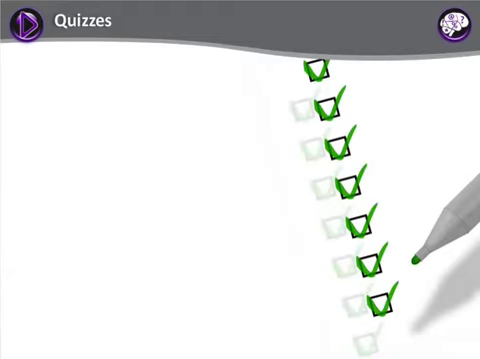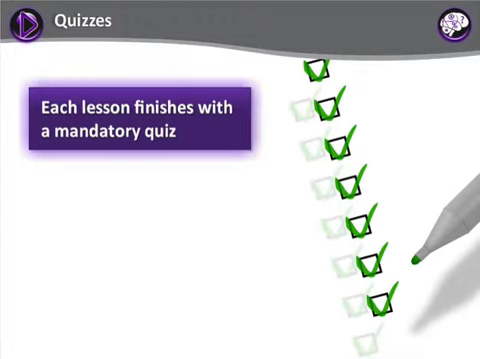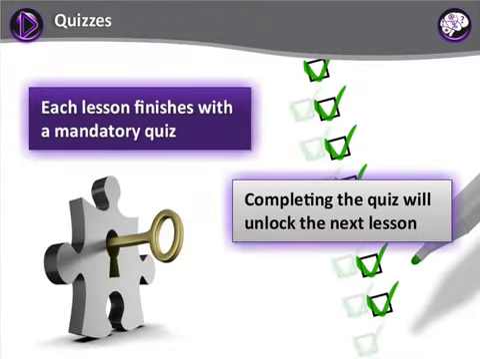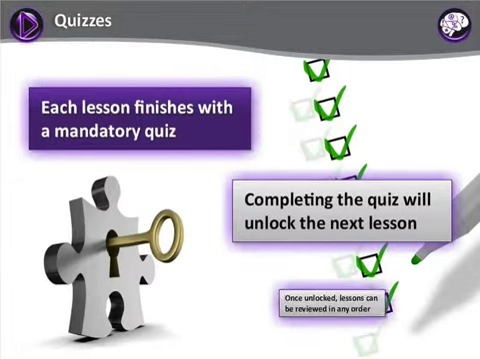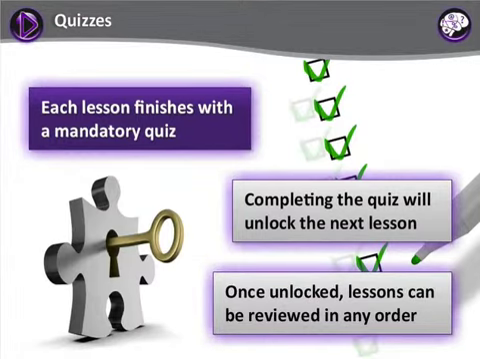You'll also find quizzes at the end of your course lessons. These quizzes are mandatory and allow you to progress in a structured way, with each quiz unlocking the next lesson. Once a lesson is unlocked, you can then go back and review them in any order. You can also retake a quiz at any time by using the Quizzes button in your Learning portal.